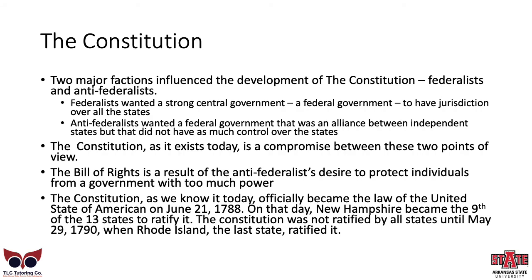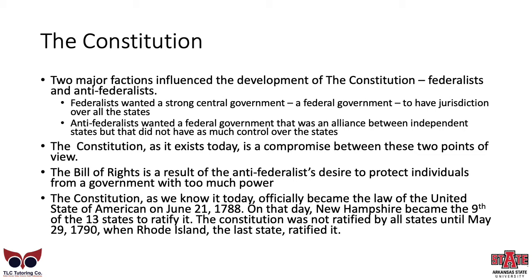The Constitution. 2 major factions influenced the development of the Constitution: Federalists and Anti-Federalists. Federalists wanted a strong central government, a federal government, to have jurisdiction over all the states. Anti-Federalists wanted a federal government that was an alliance between independent states but that did not have as much control over the states. The Constitution as it exists today is a compromise between these two points of view.